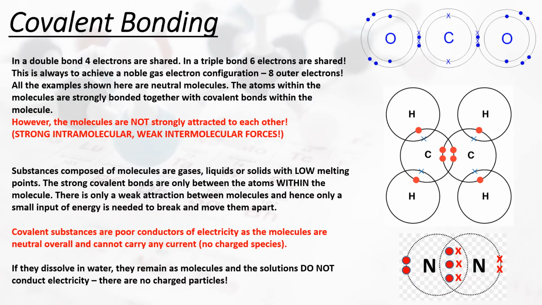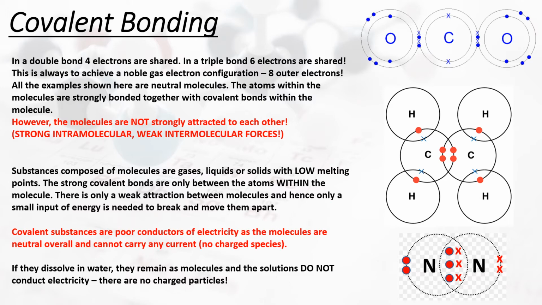Now, as we just said, a double bond has 4 electrons being shared. We can go even further, up to a triple bond, which has 6 electrons being shared. And this is always to achieve a noble gas electron configuration, the 8 outer electrons. Now, all the examples that I've shown on this slide here are neutral molecules. The atoms within the molecules are strongly bonded together with covalent bonds. So the bonds between the actual atoms, between the C's and the H's, the C's and the O's, the 2 N's at the bottom, those bonds are very strong covalent bonds.